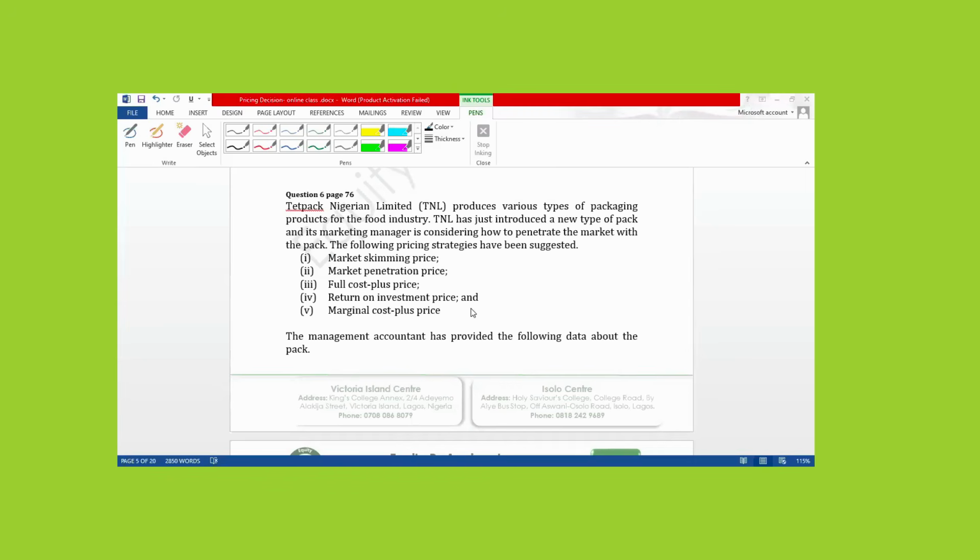Number 3. What is full cost plus pricing? When can we use full cost plus pricing to price a product?